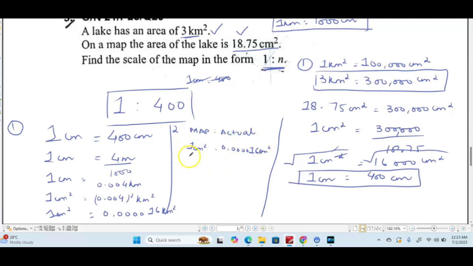And we will take this to be x and this to be 3 kilometer square. Cross multiply. 0.000016 is equal to 3 kilometer square, and x is going to be 3 by 0.000016. So dividing this is supposed to give us this answer. Okay, let's divide it.